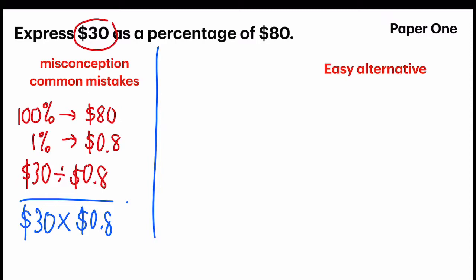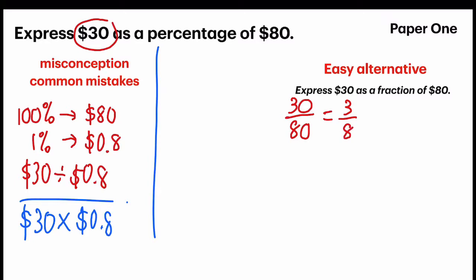solving this question. If I rephrase the question to this: express $30 as a fraction of $80. The first thing that students would do is to write it down in fraction, and they know 80 belongs to the bottom, the denominator, and 30 would be the numerator. Then they will simplify. For this, they have no difficulty at all. And the final answer will be 3/8.